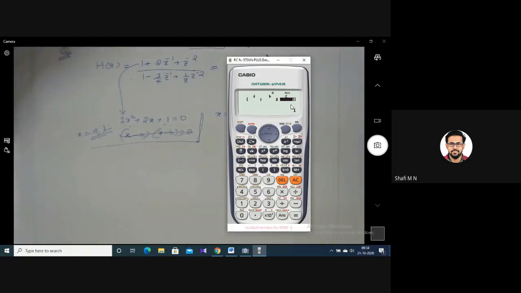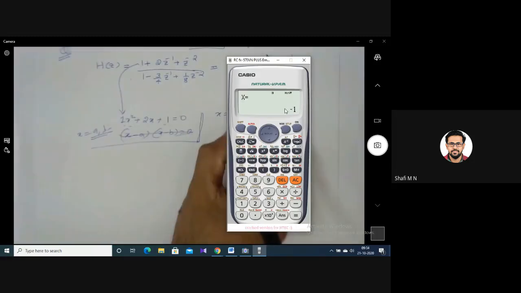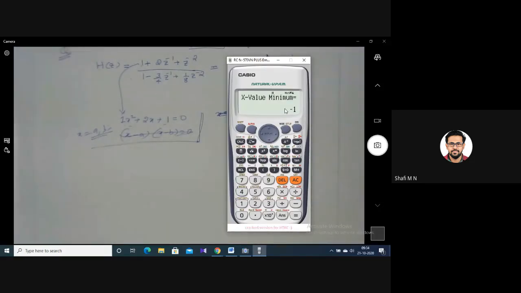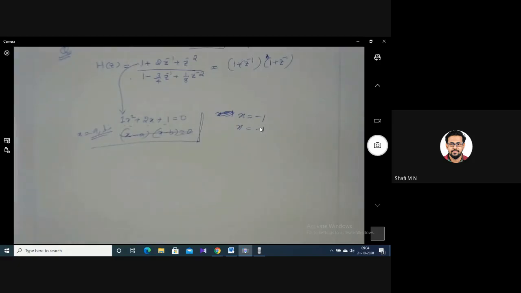And when I click enter, sorry, x equal to minus 1 is the solution. x equal to minus 1 is one solution, and you have only one solution. That means both are x equal to minus 1. So the answer is x equal to minus 1 and x equal to minus 1.